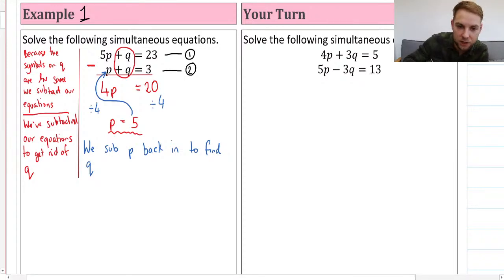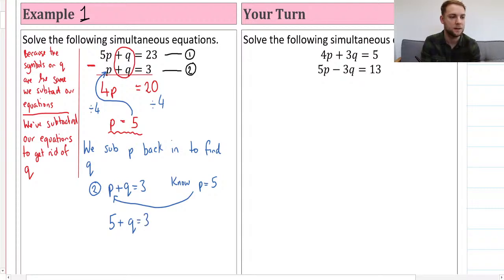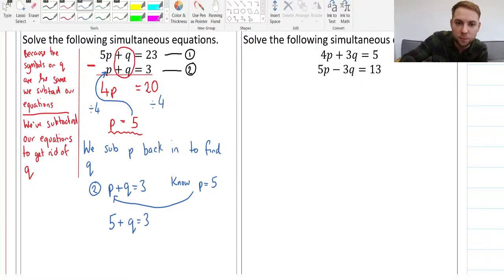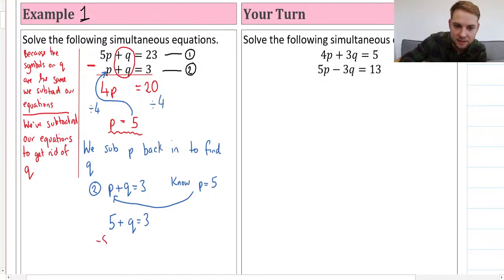So I can write down equation 2, which is p plus q is equal to 3. And I know that p is equal to 5. So what I can do is I can put this into here, which gives me 5 plus q is equal to 3. And then I'm just going to solve the last little part. I'm going to solve this, which is minus 5, minus 5.